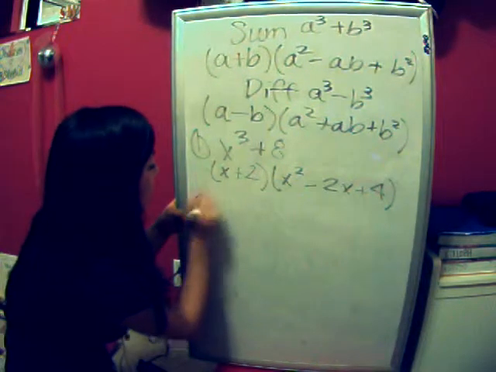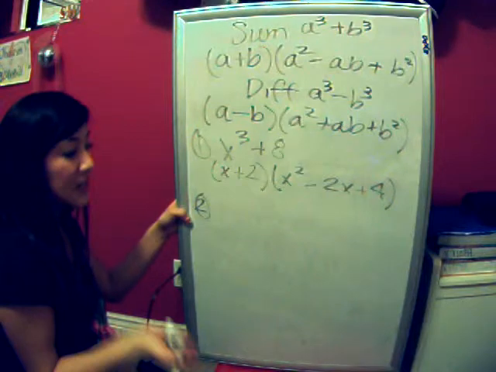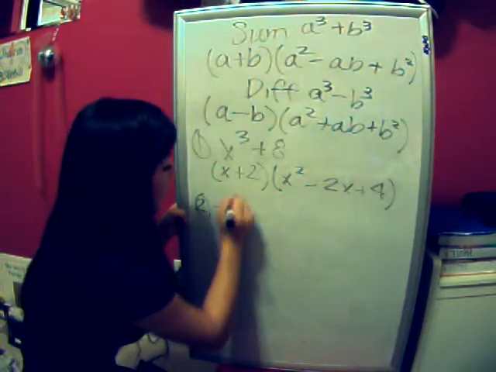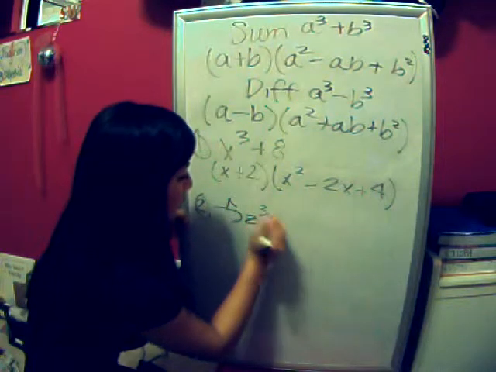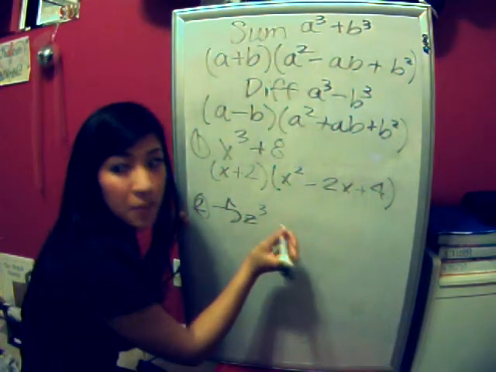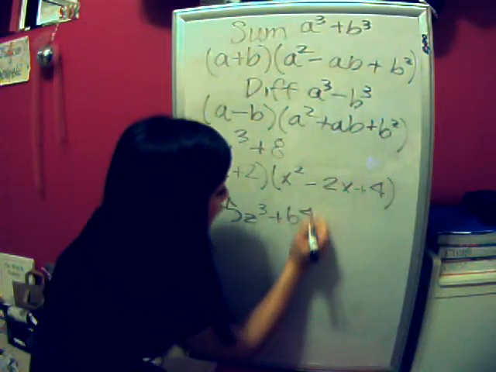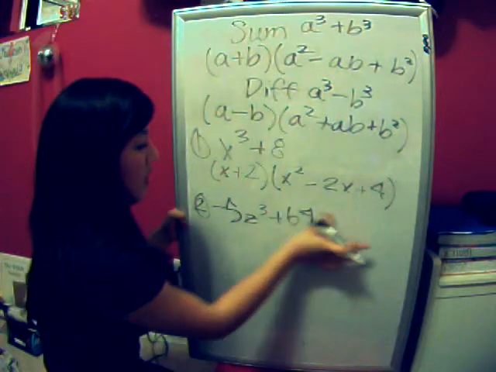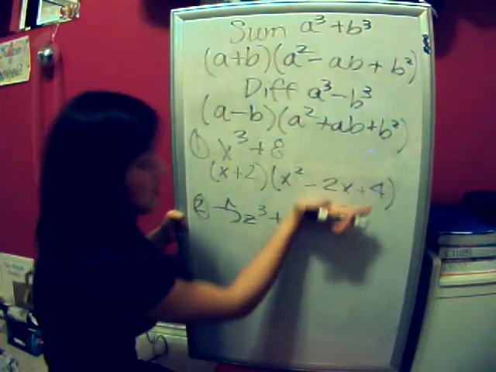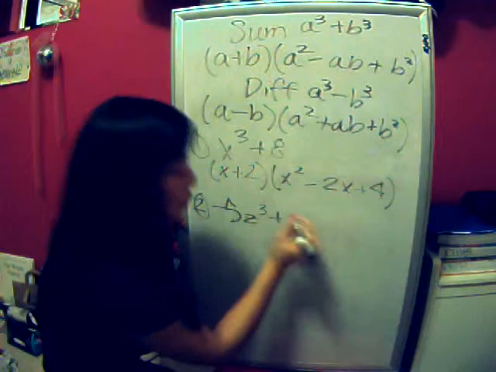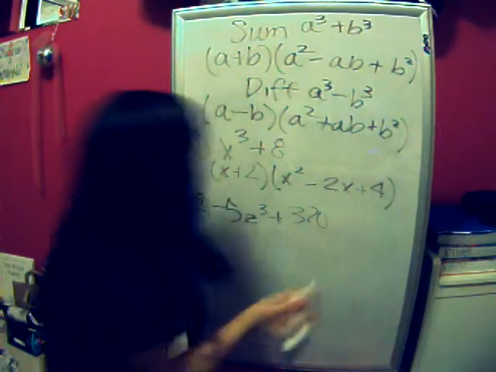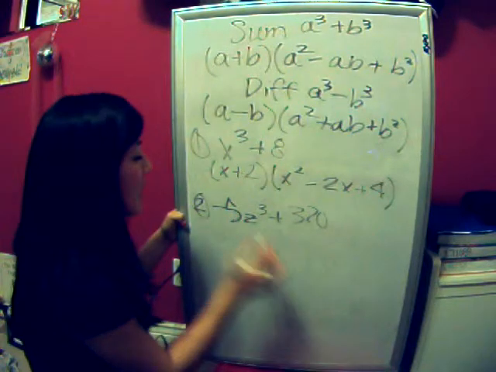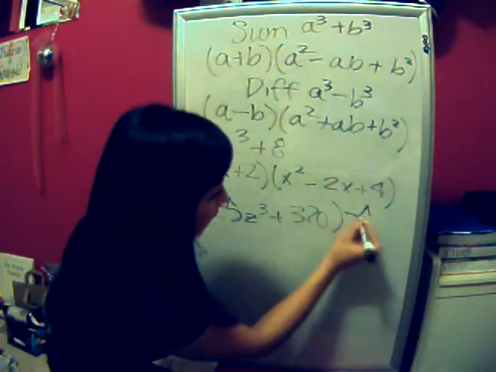The second example is a little more complicated. It's negative 5z cubed plus 64, and it's actually 320. And since 320 can't be cube rooted, you have to pull out the negative 5.